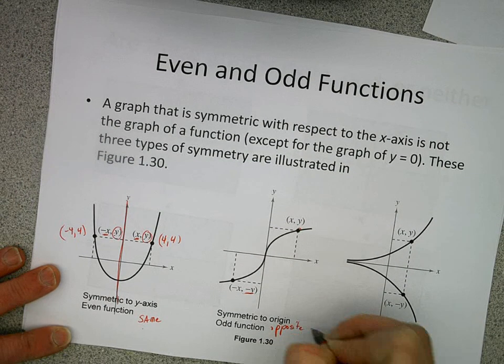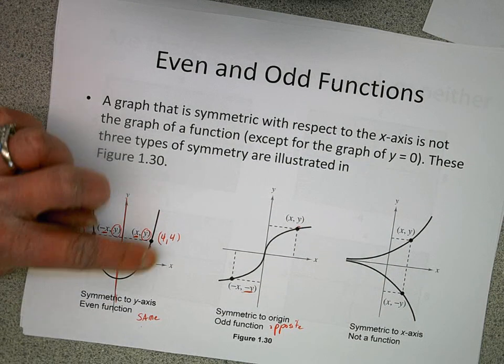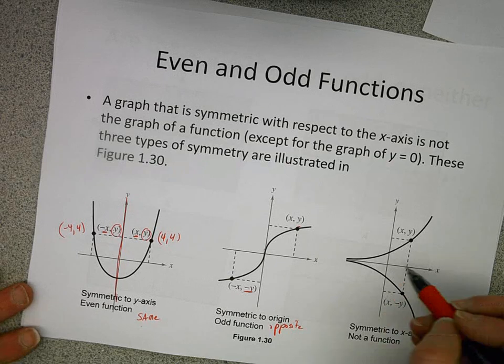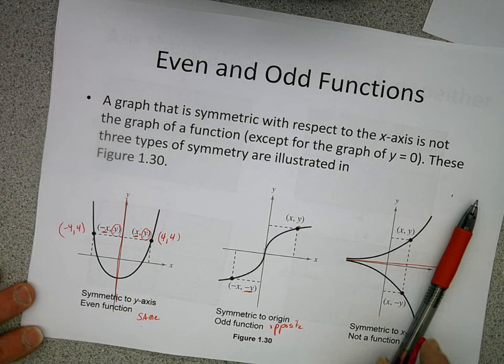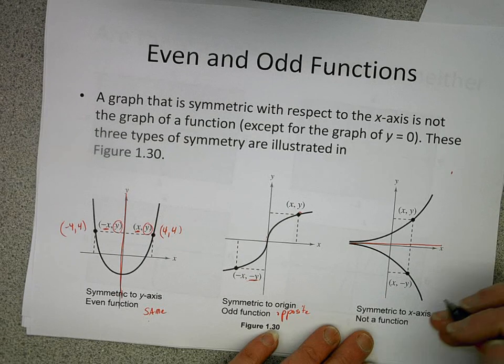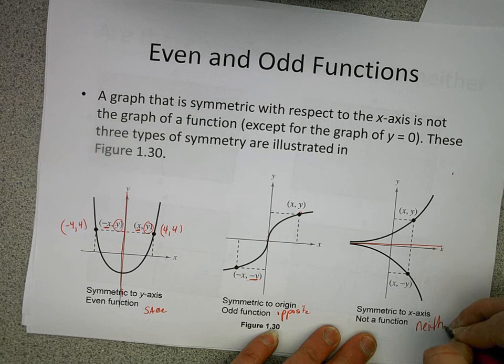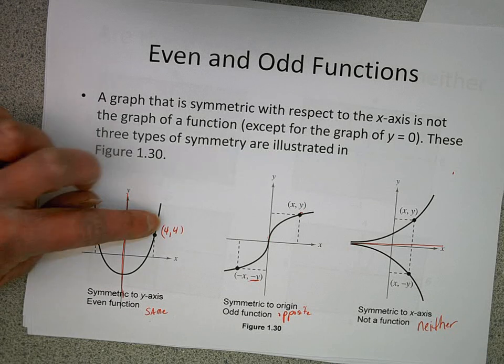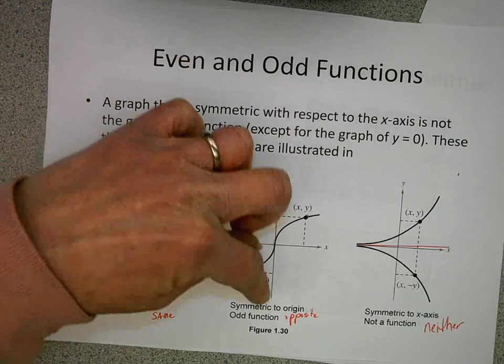is odd. So parabolas are very symmetric towards the y-axis, and they're very even, where something like this, which is like a cubic, is an odd. If it's symmetric to the x-axis, it's not a function. Doesn't pass the vertical line test. So on these, we're going to be putting neither a lot of times. Okay, same. Y and y are both the same. Y becomes the opposite. It's odd.